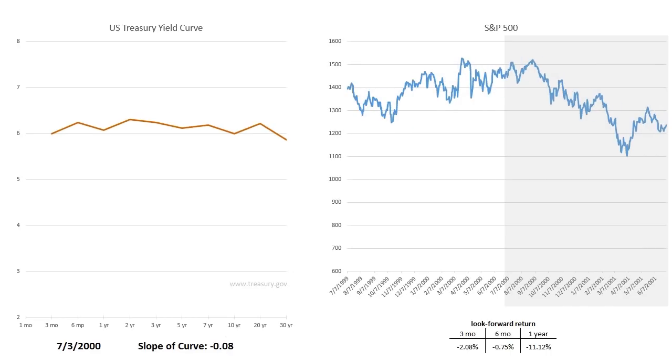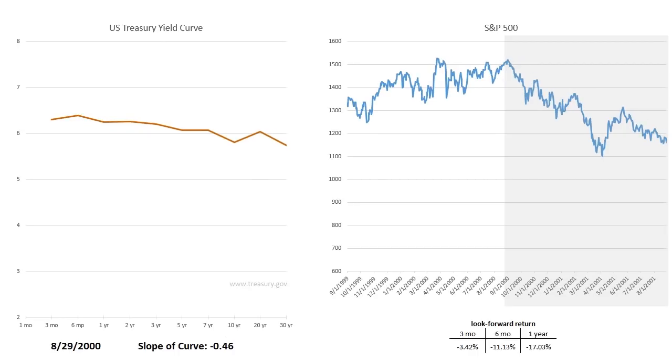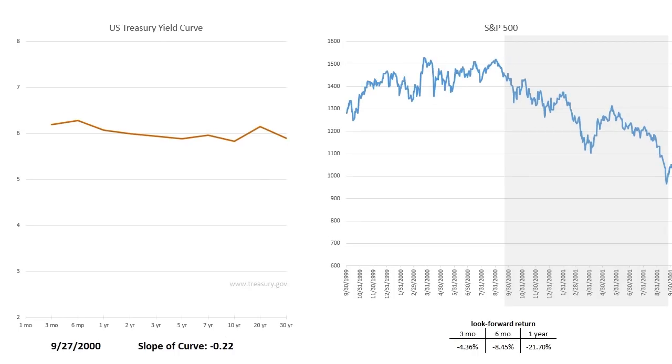So we touched inverted there, kind of flirting with inverted. This is an inverted curve right here, late 2000. Check out the shape of the yield curve. Okay. Very bad year ahead for the market.